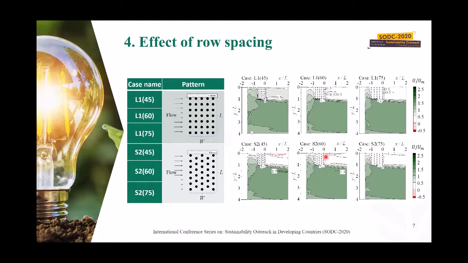Or we can say that S2 type has an opposite feature of L1 type. It means that if we decrease the row spacing, we can see a reduced or a minimum velocity and a return flow generated behind the pile group, which shows the opposite feature with the L1 type.